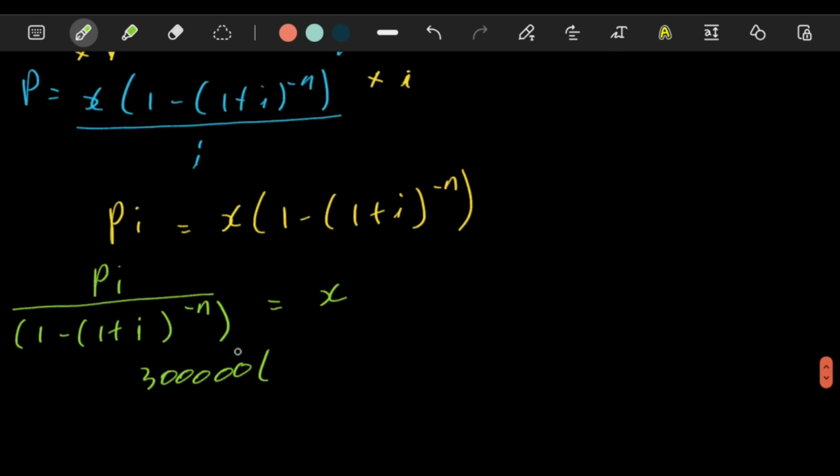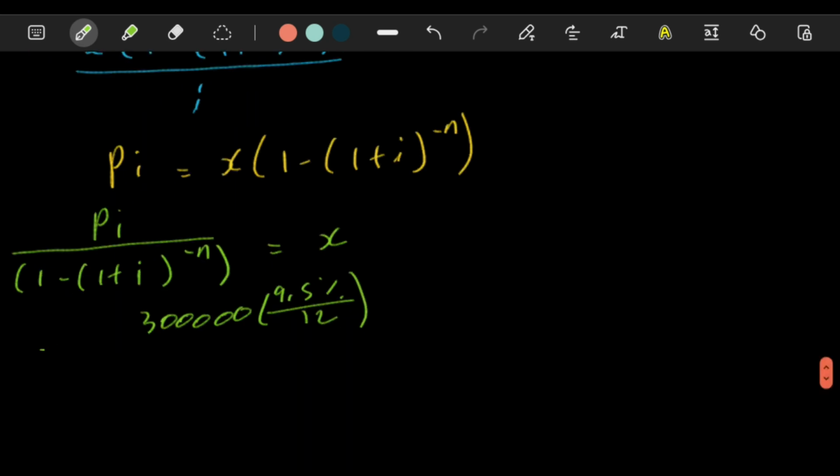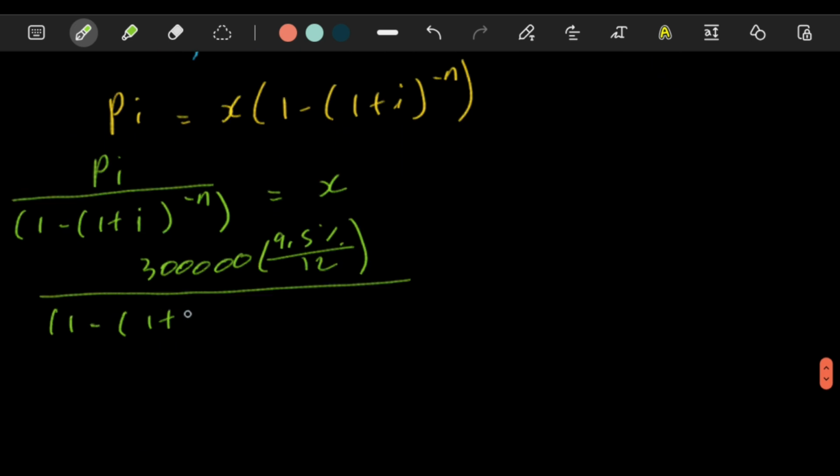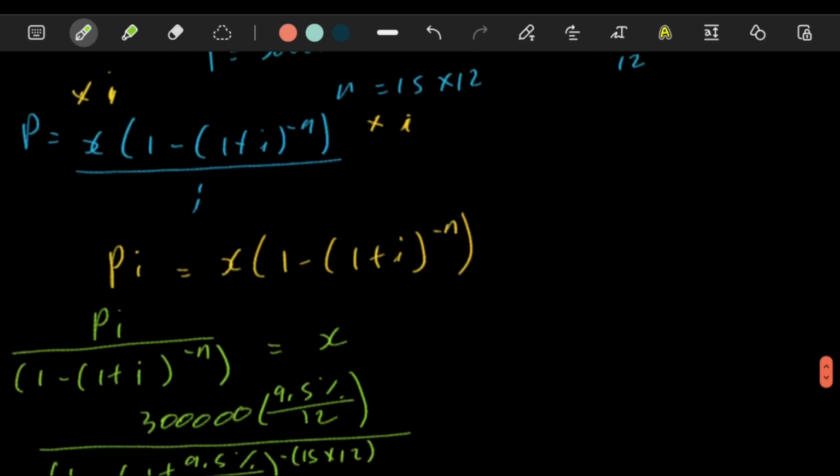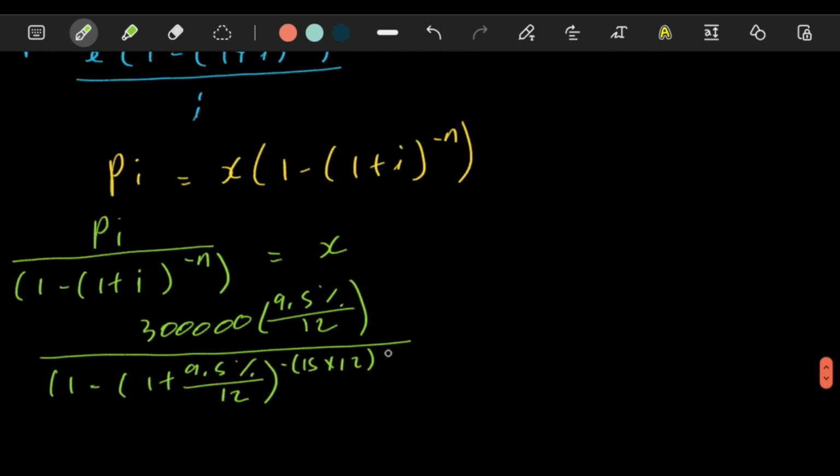What is the interest rate? It's 9.5% over 12, and then 1 minus the interest rate. What is the interest rate? 9.5% over 12, and then n, we said it was 15 times 12. We'll just have to do it in the calculator. 15 times 12.